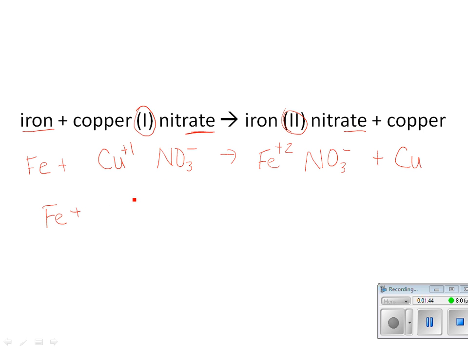This is a 1-to-1 ratio. So it will combine 1 cation of copper to 1 anion of nitrate. We do need to cross and drop here. So for every 1 cation of iron, we will need 2 ions of nitrate. And we're going to put that in parentheses and add the 2 outside the parentheses. And copper stays the same.